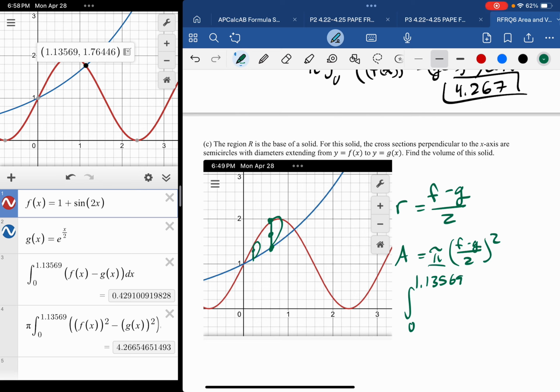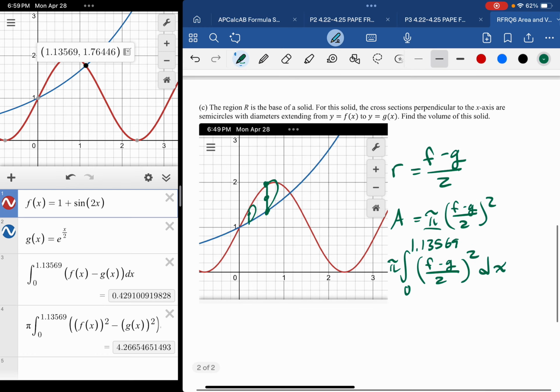I'm going to put the scalar, the pi, on the outside because he's not being multiplied by an x. And then I have my f minus g. I'm going to half that foo and then square it. Now I could simplify this even more. I could take out, now you don't have to.